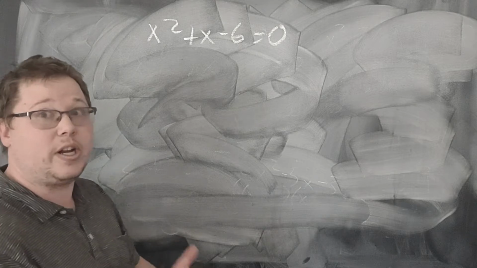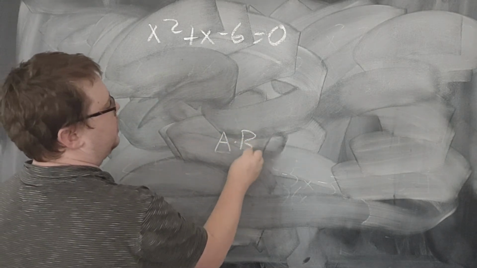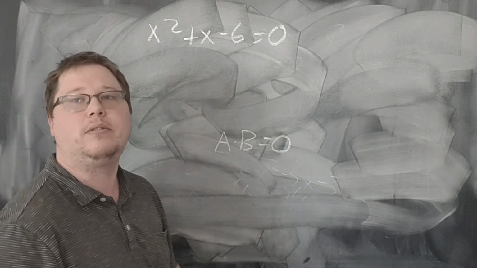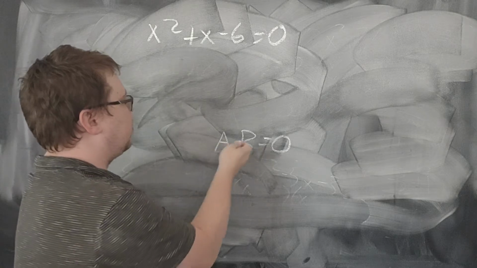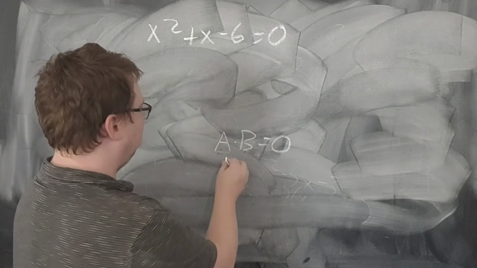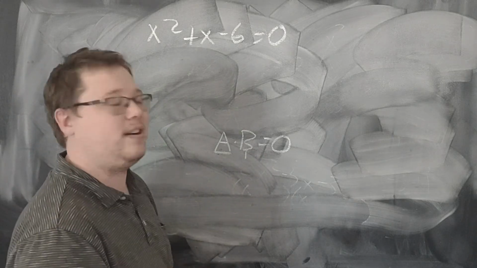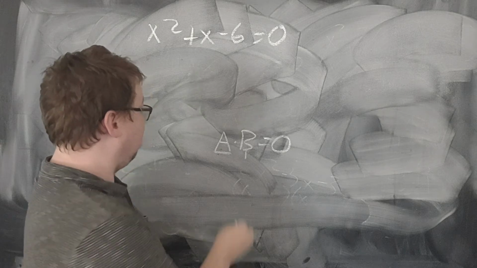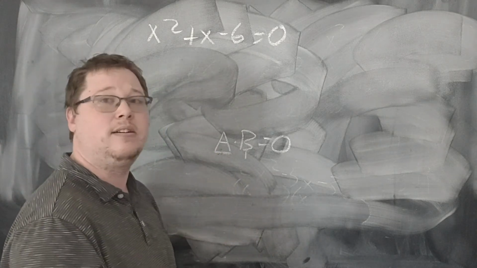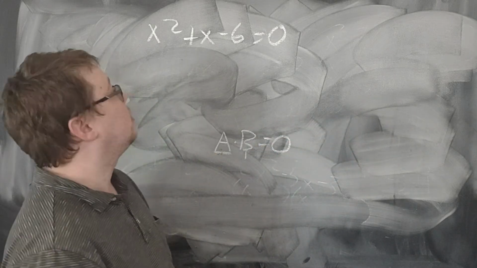Well, what we're going to do is say, you know what, if a times b equals 0, we've got something times something else equals 0. Well, what is 0 times something? It's 0. So, what happens if a is 0? Does it matter what b is? It doesn't matter. So, a equals 0 is a solution. If we can find a solution to a being 0, we've got the whole thing. Likewise b.